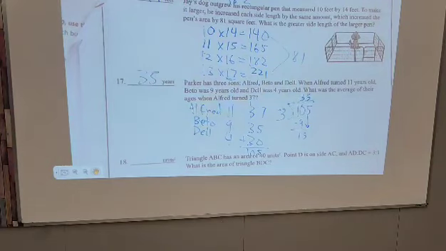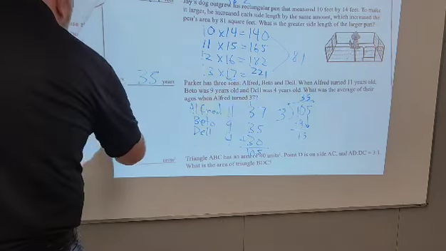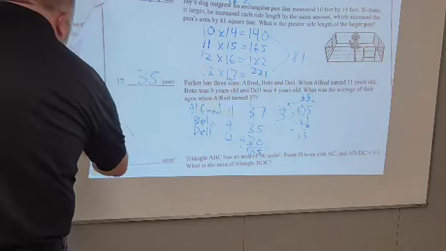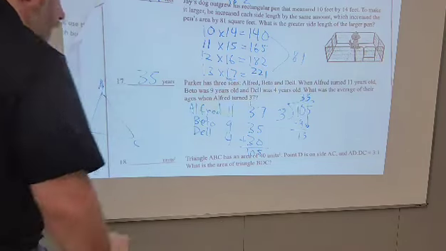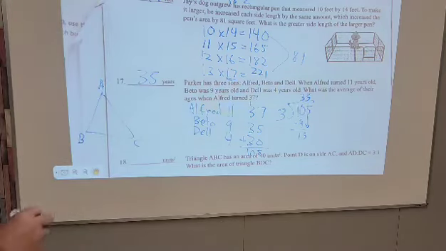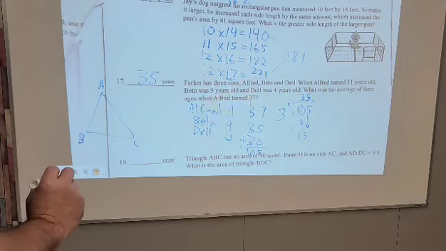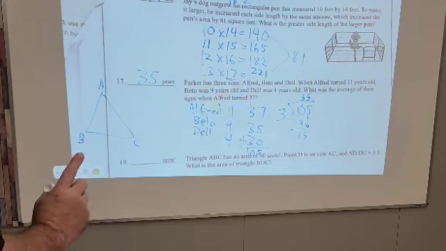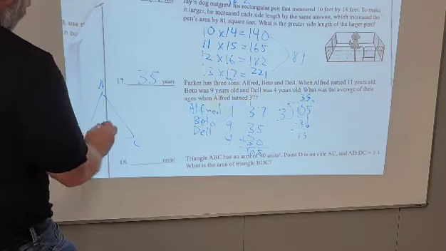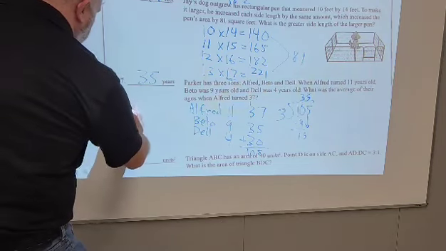And finally, this one I thought was a little harder than the others. Triangle ABC has an area of 40 units. So we have triangle A, let's call this A, B, and C. It says point D is on side AC.